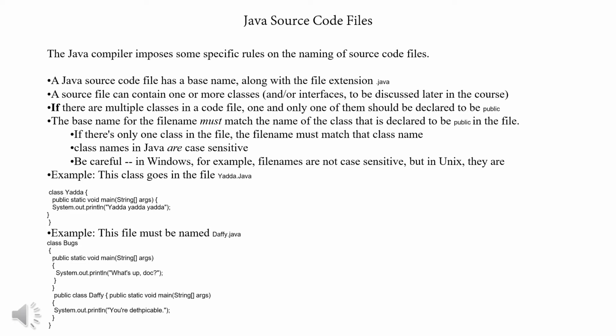That's one rule. So what if we don't have any public class and we just have one class, for example, like what we have in this example, class Yada, public static void main string args, system.out.println. As you see here, the name of the file needs to be the same name as this class Yada, so Yada.java.